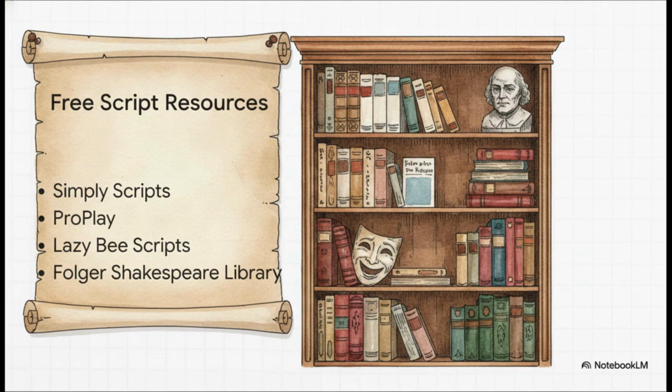Then there's ProPlay, which is excellent if you're looking to read high-quality professional stage scripts. Lazy Bee Scripts is wonderfully categorized. You can dig through everything from quick, punchy 10-minute one-acts to full-blown murder mysteries and pantomimes. And finally, if you want to study the absolute bedrock of all theatrical structure, check out the Folger Shakespeare Library. You can download and read all the classics like Julius Caesar completely free. Honestly, just go download a few of these today and see how the masters make it look on the page.